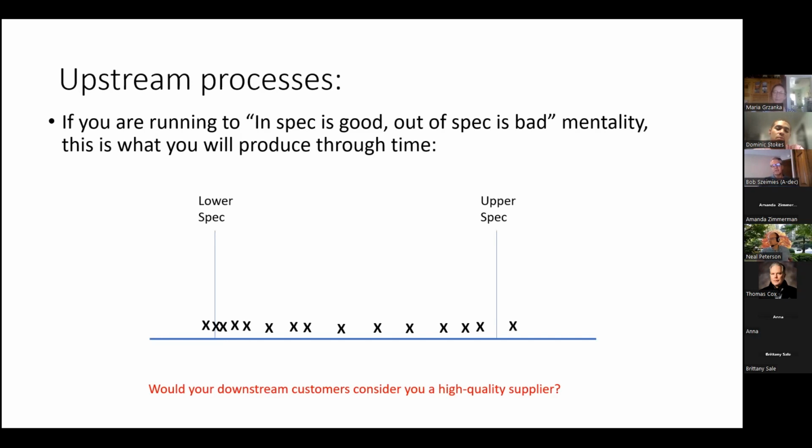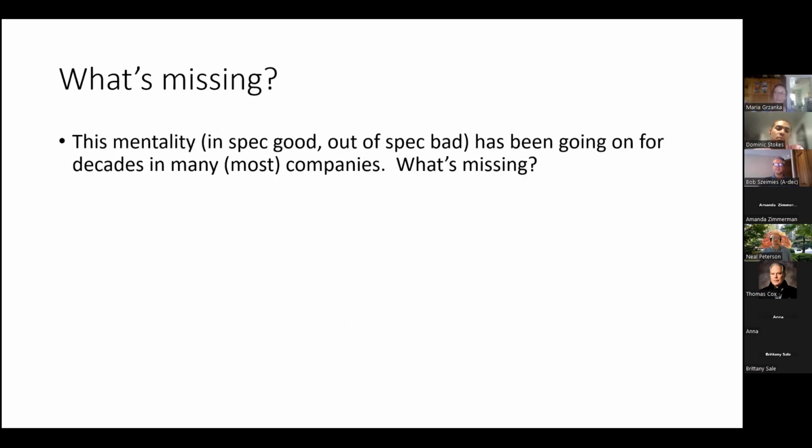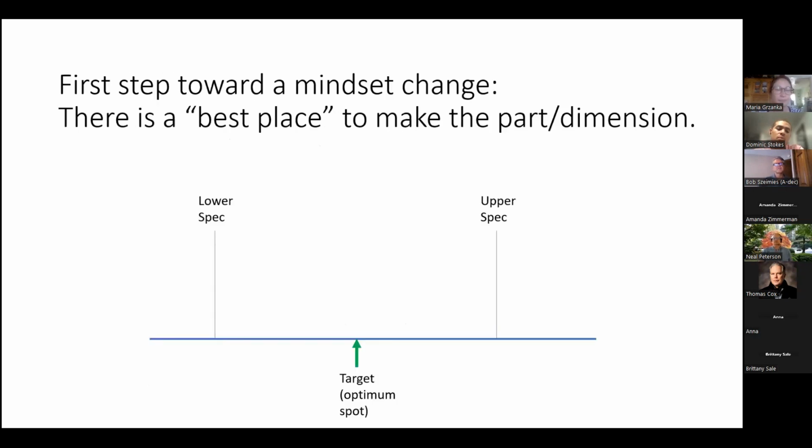So what I'm fishing for here is this mentality of in spec good, out of spec bad has been going on for decades. What's missing? The first step is to think about this: is there not an optimal place within there somewhere? Like we talked about, Neil, I think you brought up the perfect difference between the shaft and the bushing is 3 thou or 5, whatever it is. There is an optimal place. On most key characteristics, there is an optimal place.